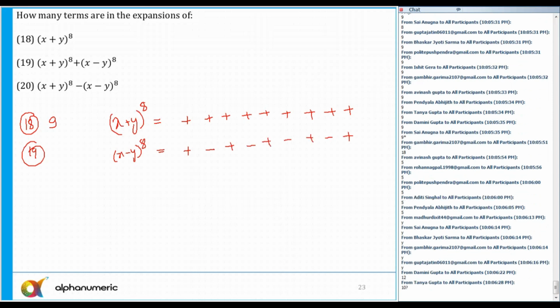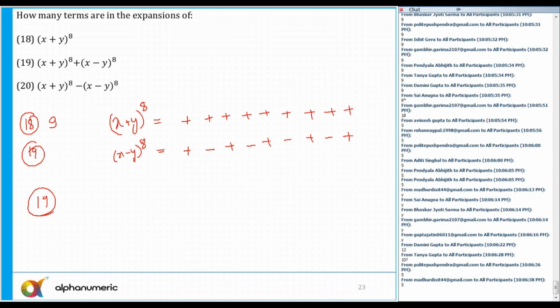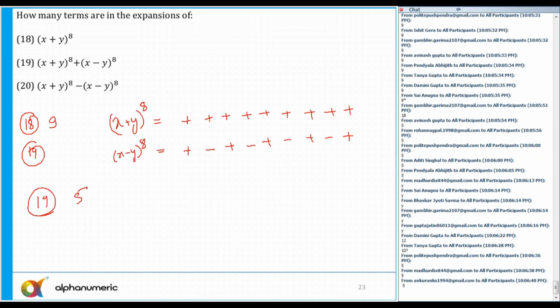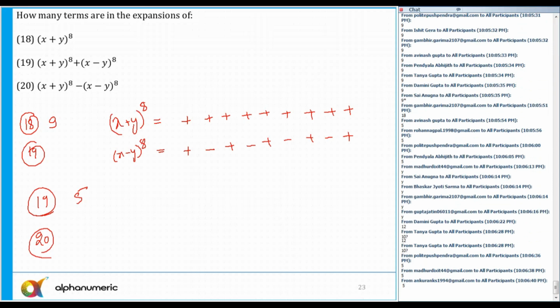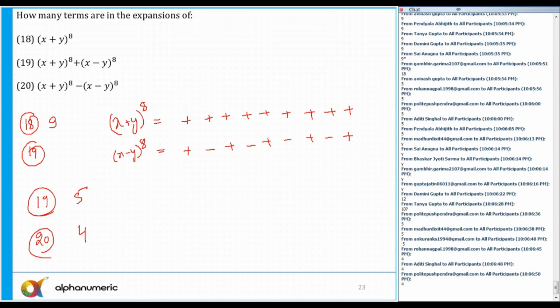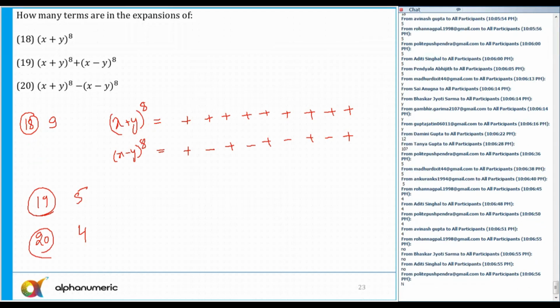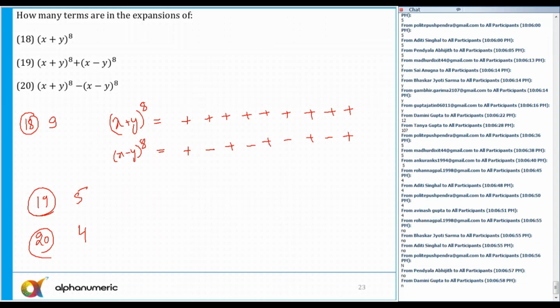So now tell me the answer of question number 19. If I'm adding these two, all the like terms will be added. So if I'm adding these two, can I say the number of terms will be equal to 5? And in the subtraction, how many terms will be there? Please tell me. Only 4. That's right. So this is the answer. So any doubts to anyone now? Please tell me. Clear to all of you?